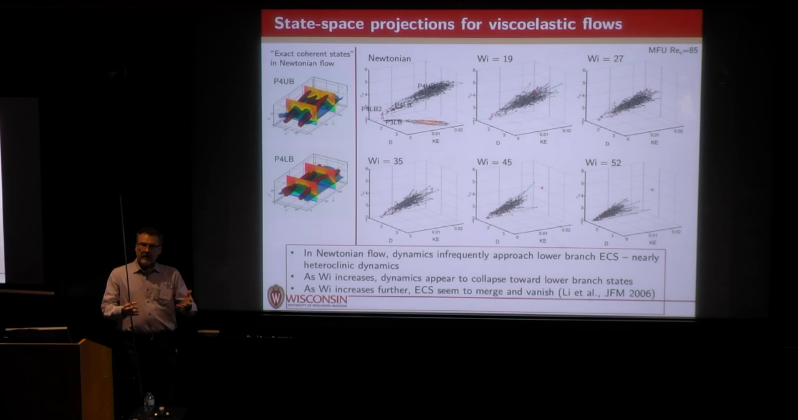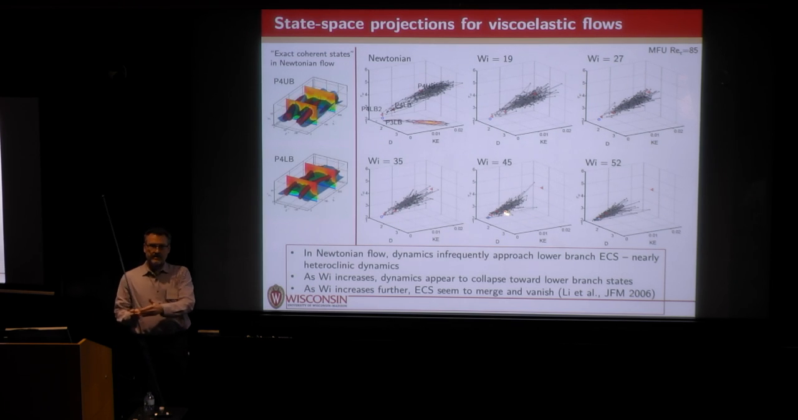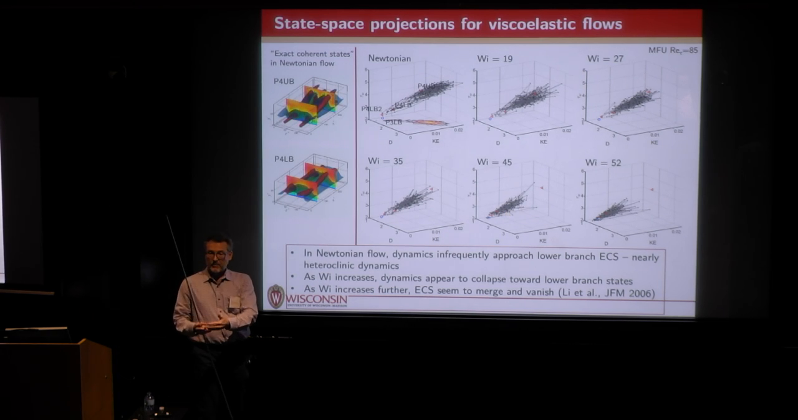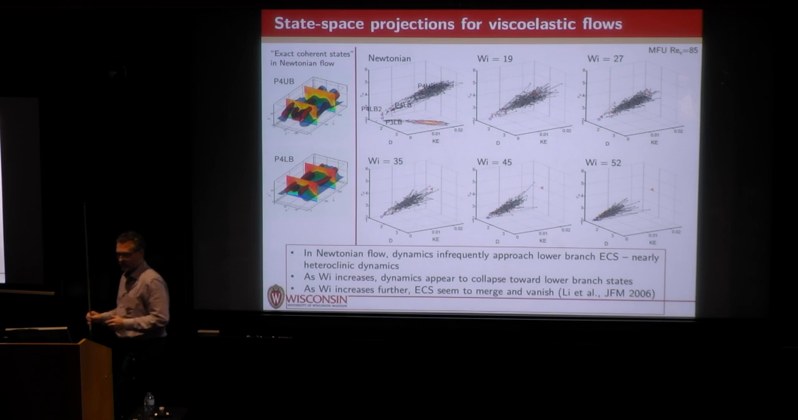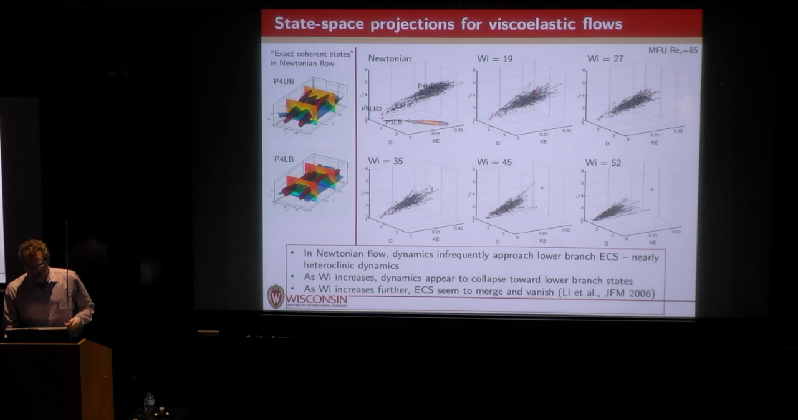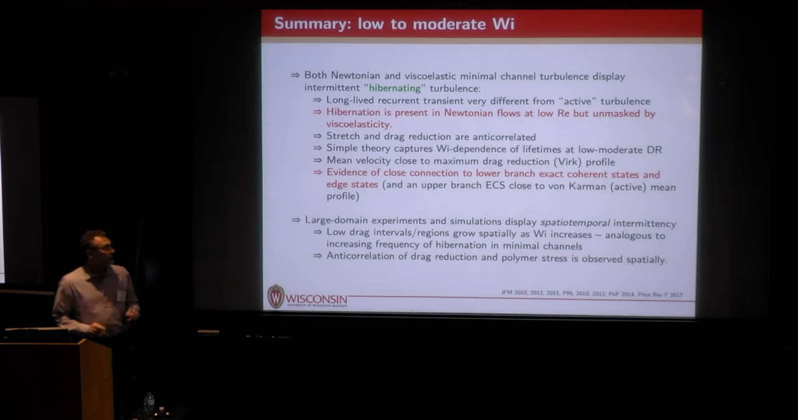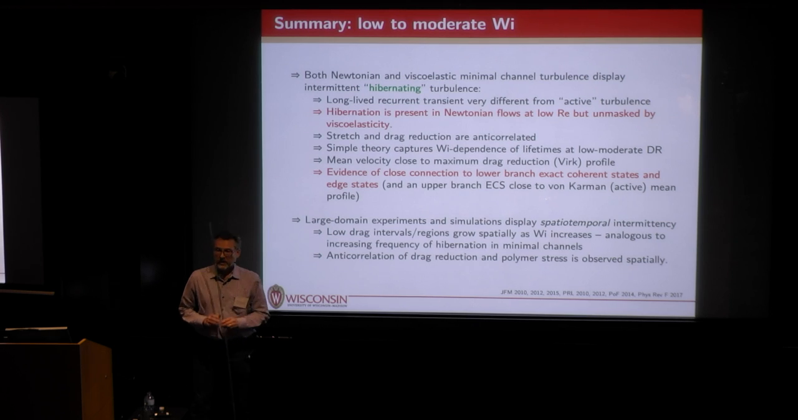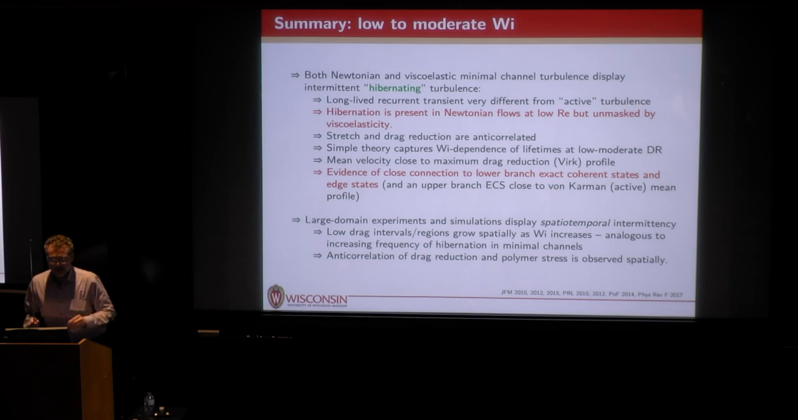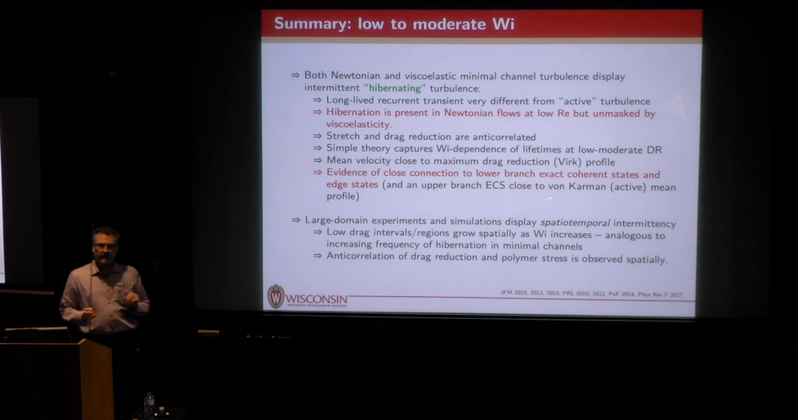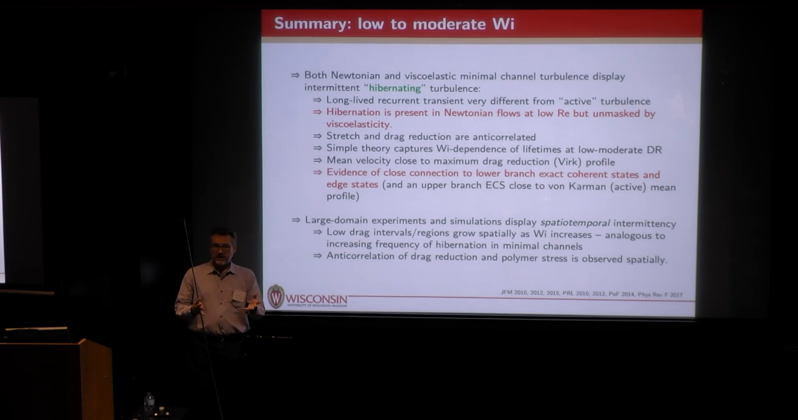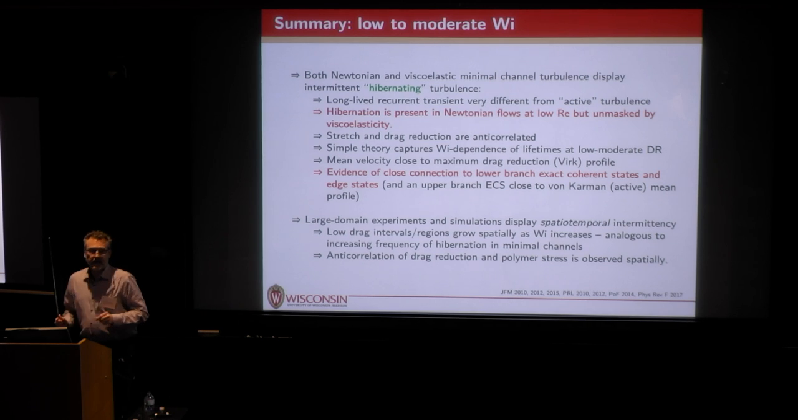Now as the Weissenberg number increases further, these coherent states collapse. So that is the end of the first part of the story. We have these two different types of near-wall turbulence. They're both present in the Newtonian case. One is only sampled very infrequently by the dynamics.